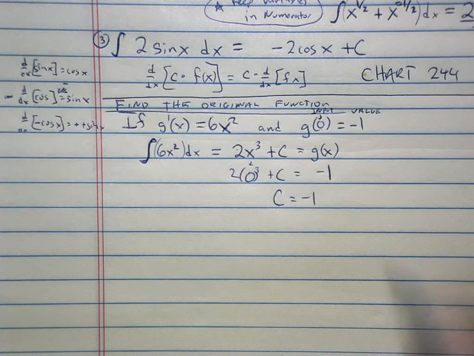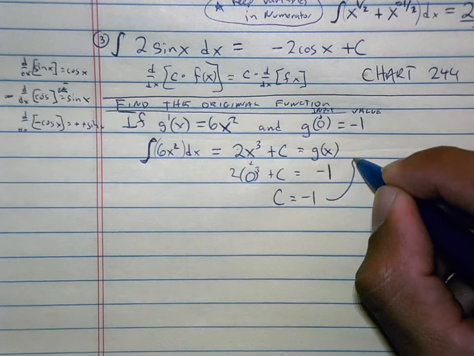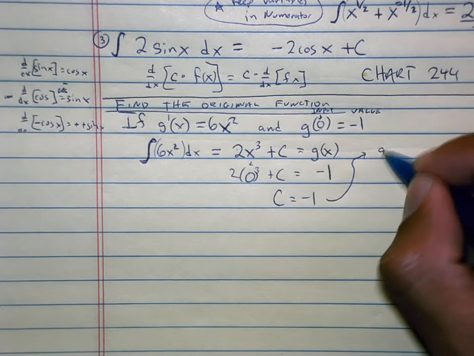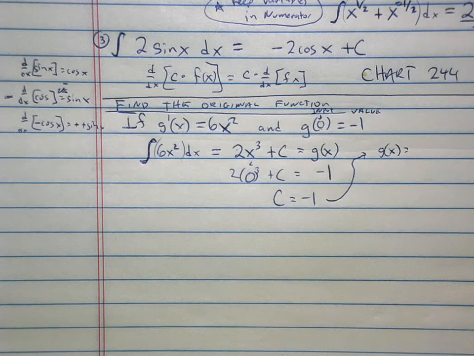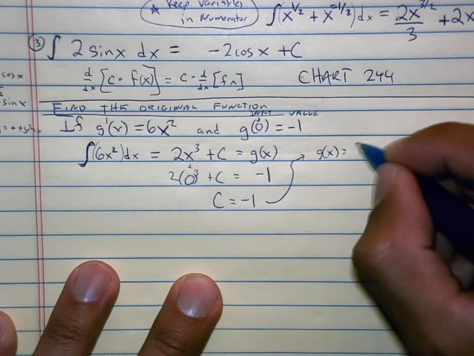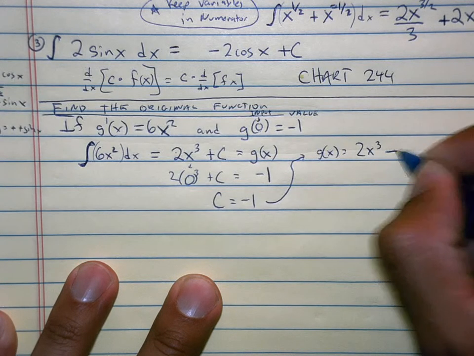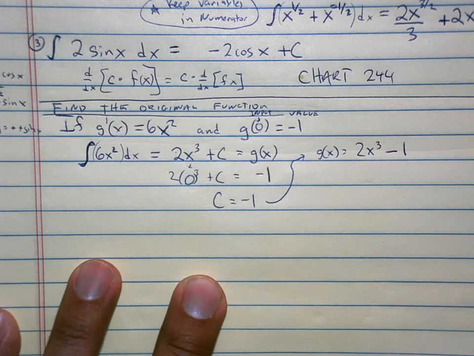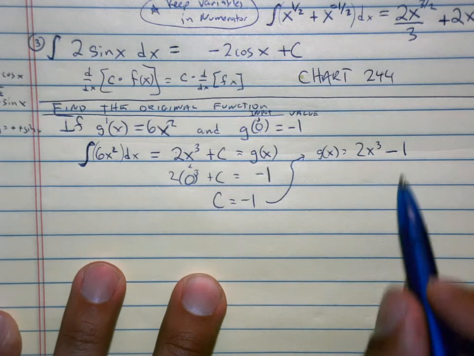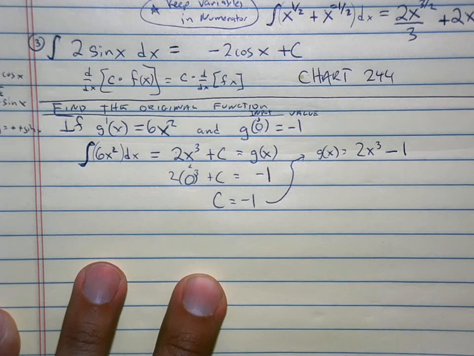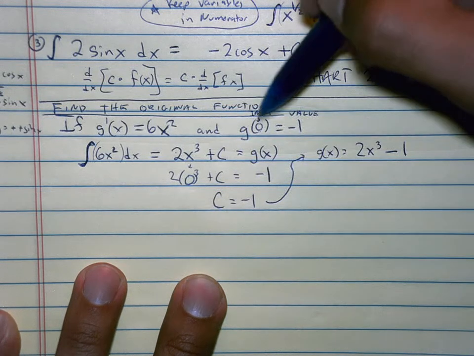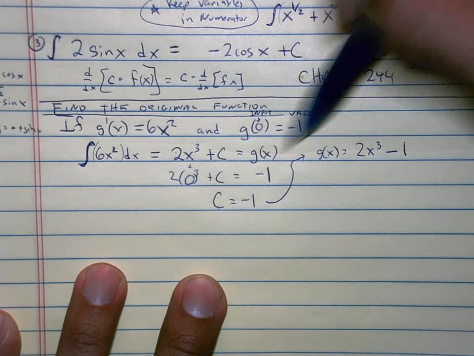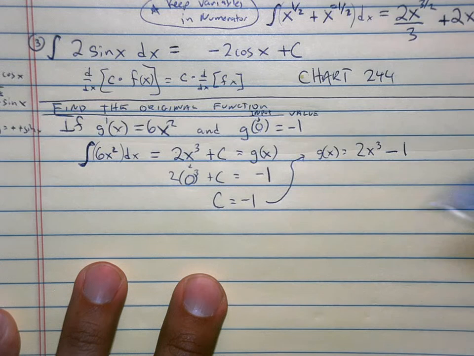And now we can use that to plug back into our original equation and get what g of x is. g of x is now equal to 2x to the third minus 1. There is no more constant of integration because we know one value on the original function. So if I had g of 2, you'd be able to do it, or g of 3 and I knew its value, you'd be able to do that as well. Okay?